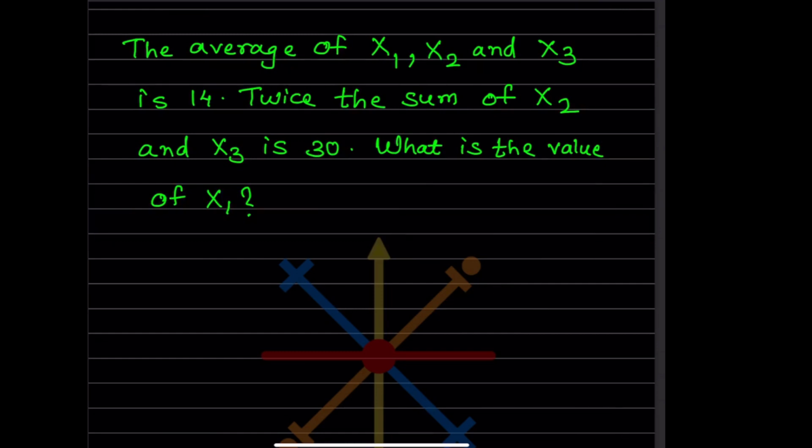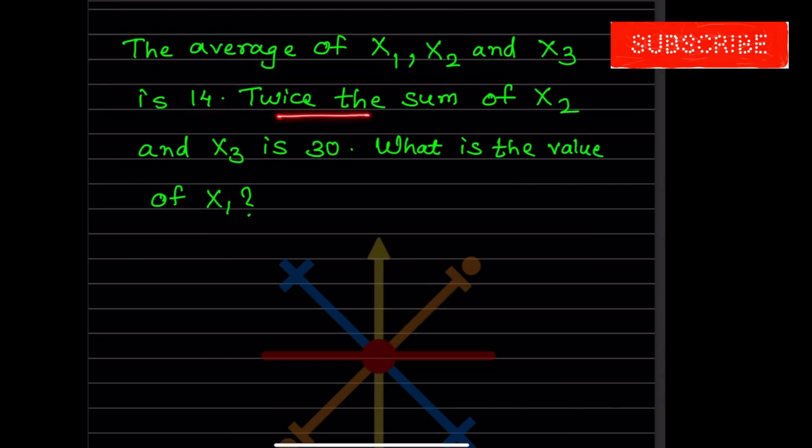So today let us see how to solve this question. The average of x1, x2 and x3 is given as 14, and twice the sum of x2 and x3 is 30. So we have to find the value of x1. So first thing, let us start with the given information. What is given here?